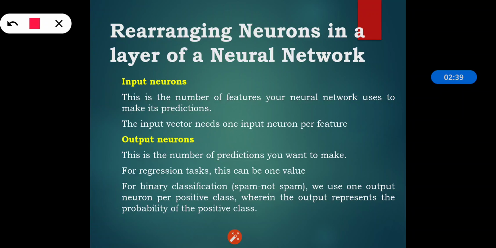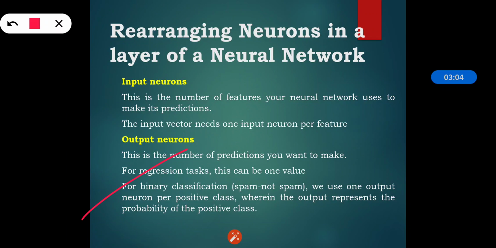Now the rearrangement of neurons in a layer of a neural network. The layers contain input neurons and output neurons. The input neurons are nothing but the number of features your neural network uses for making predictions. The input vector needs one input neuron per feature. Then comes the output neuron. This is the number of predictions we want to make.